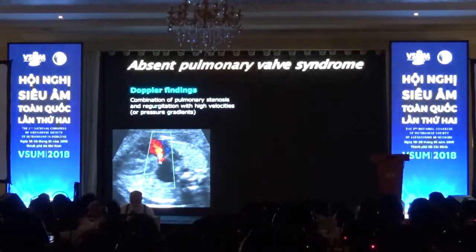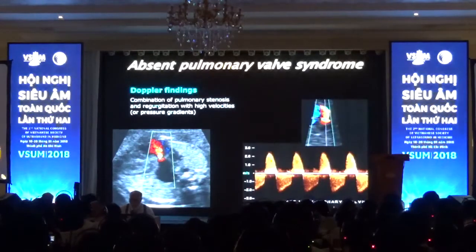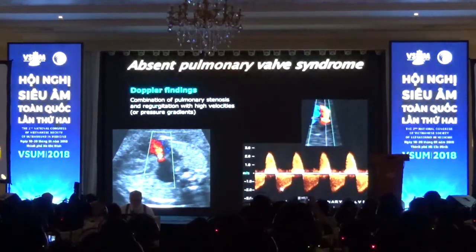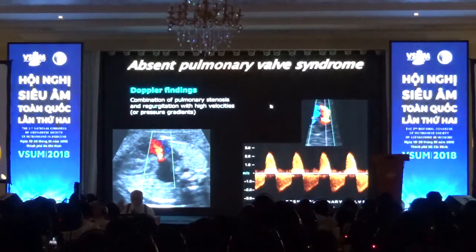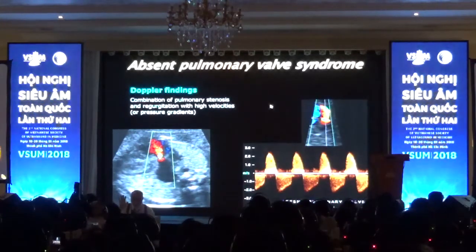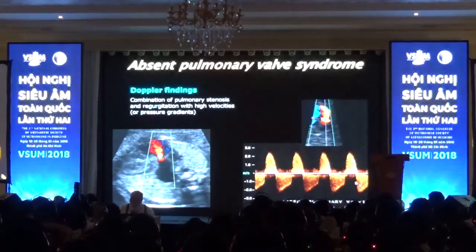It's a very classic sound when you look at that. Here you can see the regurgitation, and you can see the forward flow and the reverse flow. So remember this absent pulmonary valve syndrome. What you will see when you do the three-vessel view is a massively distended pulmonary artery.